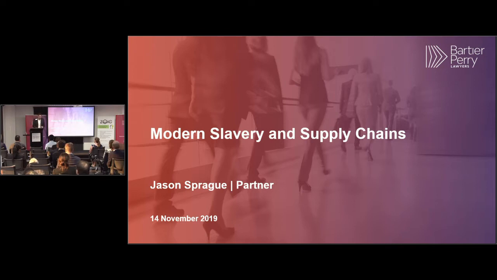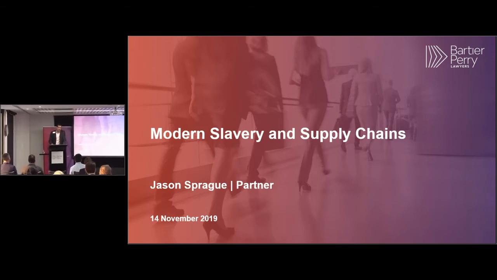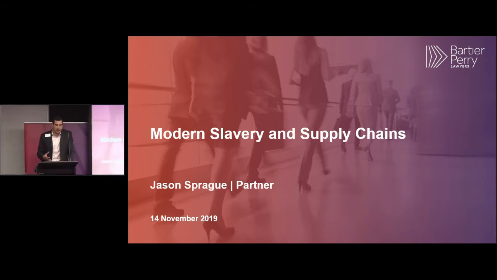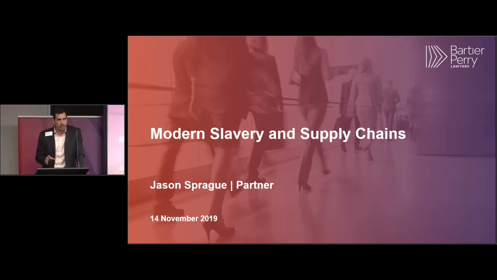Now, the Act doesn't make slavery illegal. I'm sure most of you would know that slavery has been illegal for a really long time. It's been abolished in most countries since the 1800s, right? The Modern Slavery Act is about something different. It's about setting up a statutory regime for reporting on modern slavery, and it sets up this requirement for large businesses in Australia.